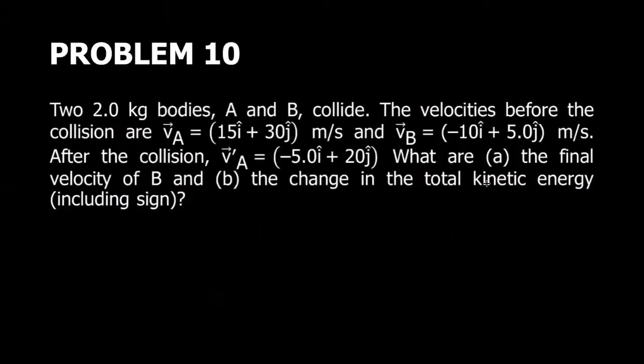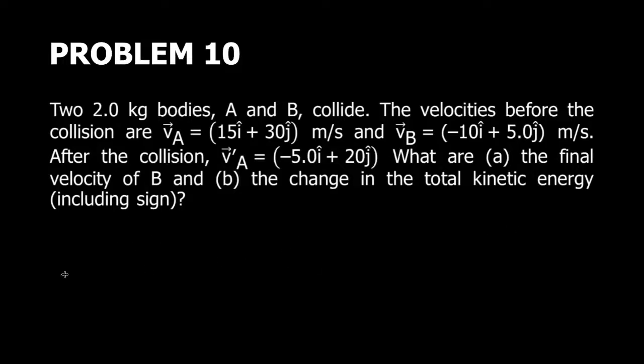Okay, for our last problem, 2 kilogram bodies A and B collide. The velocities before the collision are V sub A equals 15i plus 30j meters per second, and V sub B equals negative 10i plus 5j meters per second. After the collision, V sub A is negative 5i plus 20j meters per second. What are (a) the final velocity of B, and (b) the change in the total kinetic energy, including the sign?